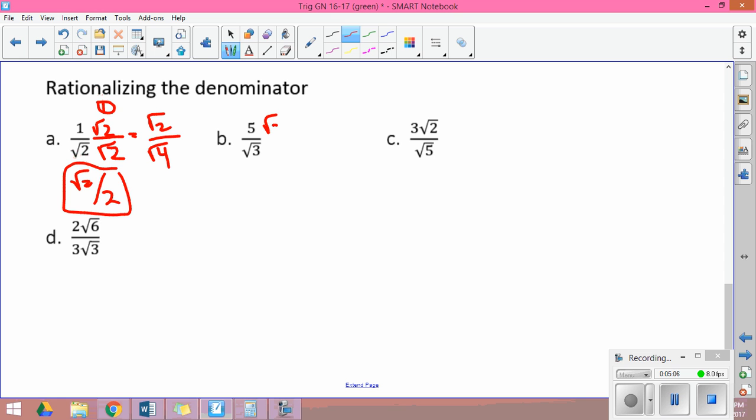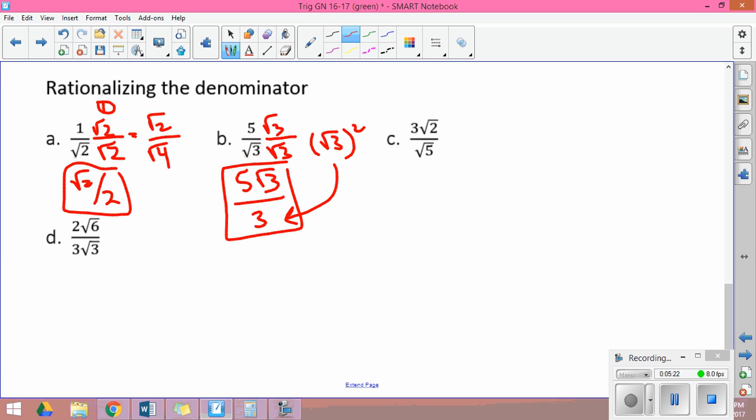Here I would multiply top and bottom by the square root of 3. And so I'd have 5 square roots of 3. The square root of 3 times the square root of 3 is the square root of 9. Square root of 9 is 3. So that squaring and square rooting undo each other.